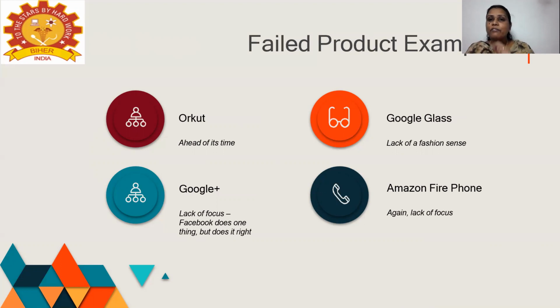Now we'll go through some failed product examples. So we have Orkut, ahead of its time. It is a failed product. Then we have Google Glass, lack of a fashion sense. Then Google Plus, lack of focus. Facebook does one thing but does it right. And then we have the Amazon Fire Phone, again lack of focus.